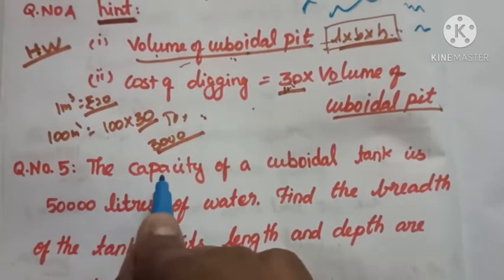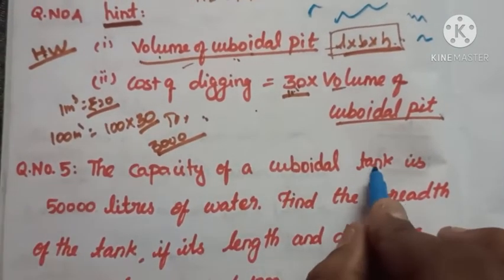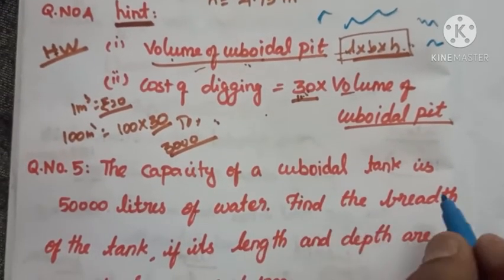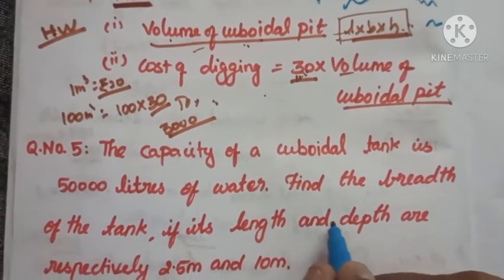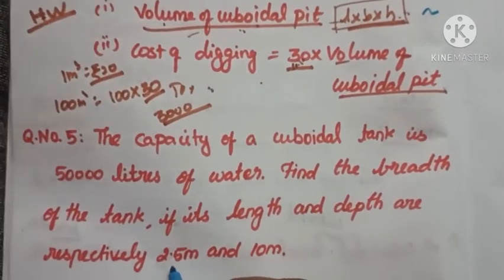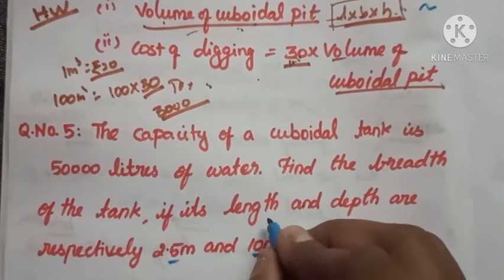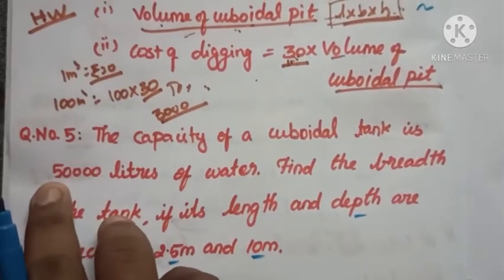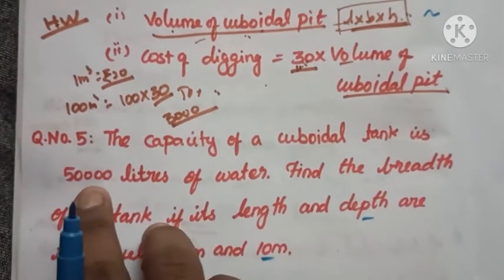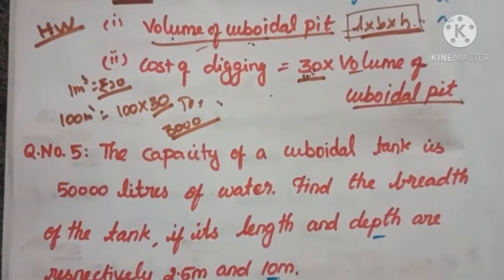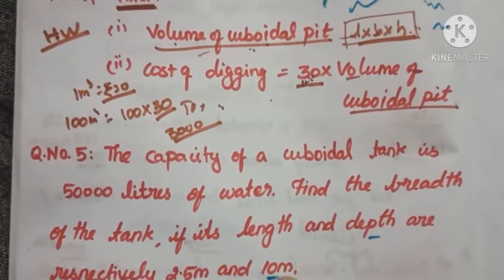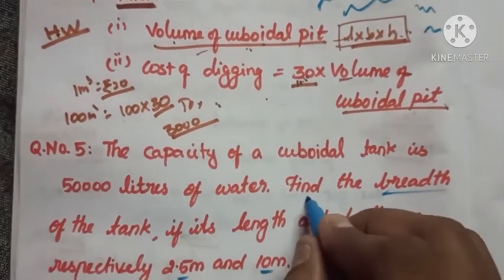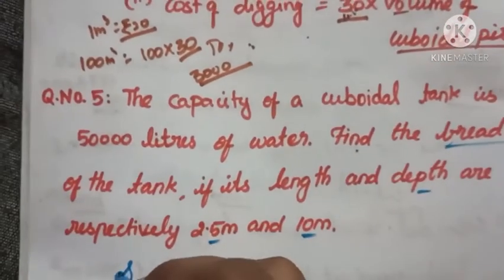The capacity of a cuboidal tank is 50,000 liters of water. Find the breadth of the tank if its length and depth are respectively 2.5 meter and 10 meter. That is length and depth, that is height. The given volume, that is capacity of a cuboidal tank, is nothing but volume of a cuboidal tank. We have length and height, and we need to find out the breadth. Directly we move on to the solution.